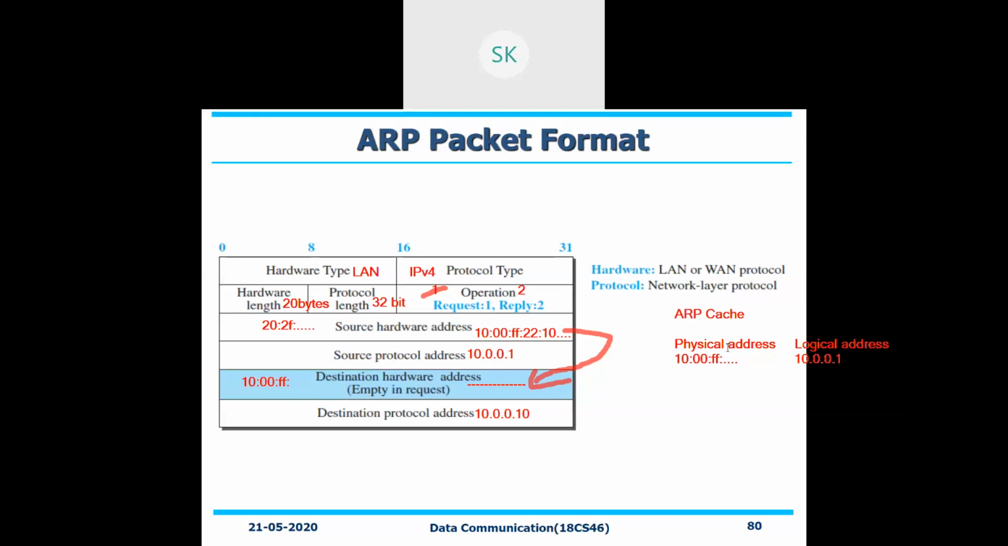Similarly, the destination address will not be known, but right now we have taken that part also, 20:2F: etc. We have 20 byte length, followed by the logical address 10.0.0.1. This is the logical address in decimal format I'm talking about. This is the hexadecimal format with respect to your physical addresses. Keep that in your head.